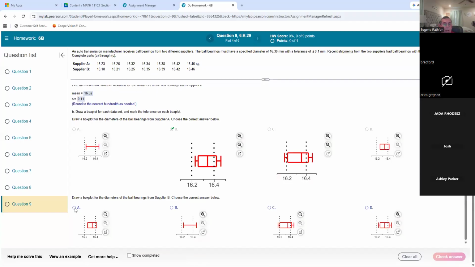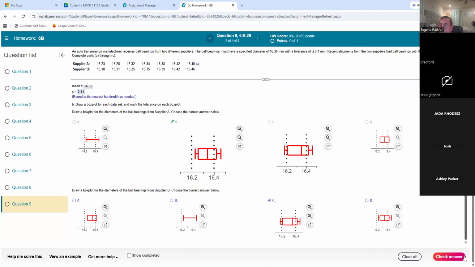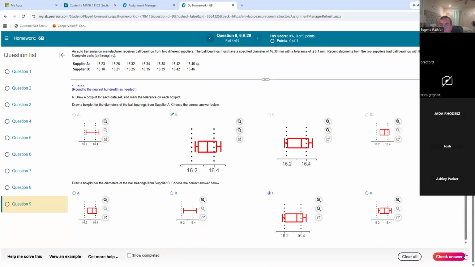And you'll notice it cannot be A because they don't even have whiskers. It cannot be B because they don't have the box. So it's got to be C or D. So we need to zoom in and see which one has our data represented. Our low value was 16.18. Well, 16.18 is less than 16.2. So that left side on C looks good.